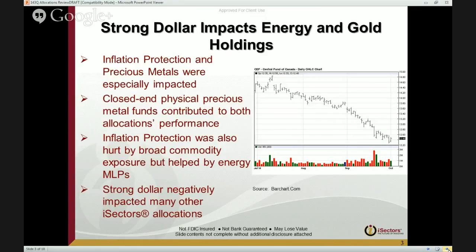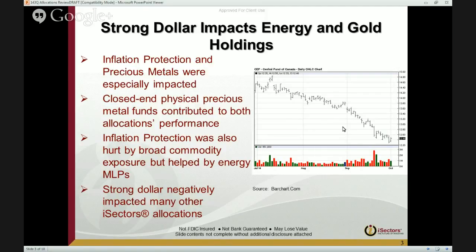Good morning. The iSector allocations were generally affected by the strong dollar in the third quarter. The dollar had its sixth strongest quarter since 1980 with a 7% rise. This translated into significantly negative effects on global assets priced in dollars, such as commodities. Once these commodities started to decline, there was technical selling that took place, leading to further declines.